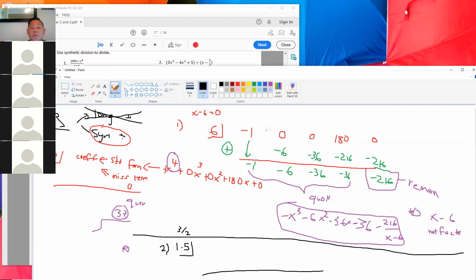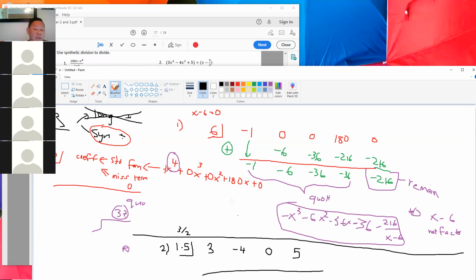Okay, next, what number should we put next to this? 3, because it comes from the 3x cubed. What number are you going to put next to the 3? -4, because it comes from 4x squared. What are you going to put next to the -4? 5. No, 0. If you put 5, be careful. Why 0? Because there's no x. Don't forget, if you have any missing x term, you have to put 0. And what's the last number you put in here?